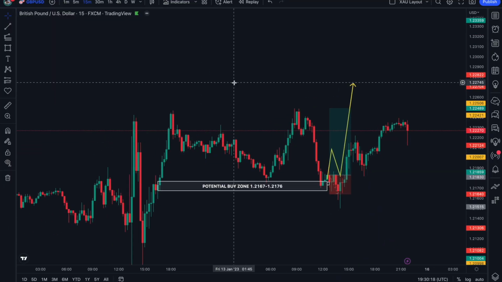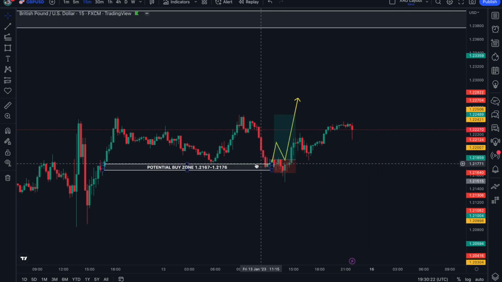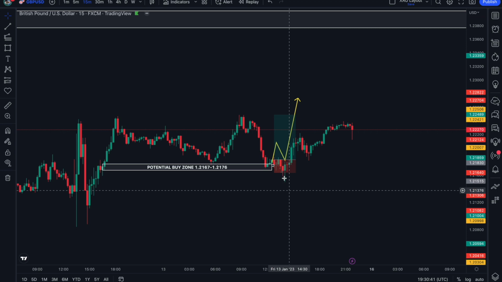Okay, so moving over to the Great British Pound to the US dollar market, we have seen price just tap into this demand zone here. This was a demand zone that I was looking to actually get involved in buy positions from. We did get involved in buy positions. Unfortunately, we got stopped out. I just set my stop loss just too short from this actual demand zone. As we can see, we got caught out here from this sweep.